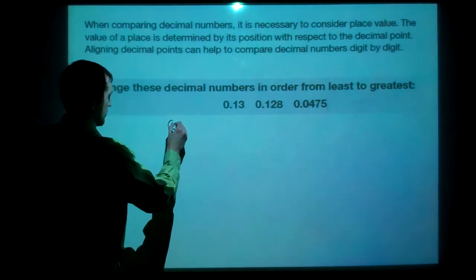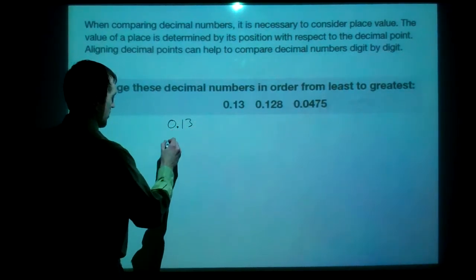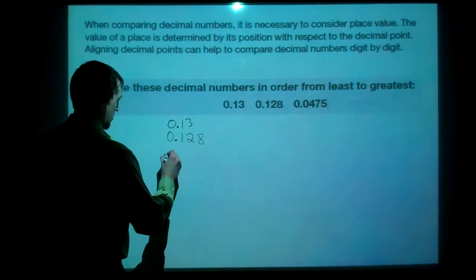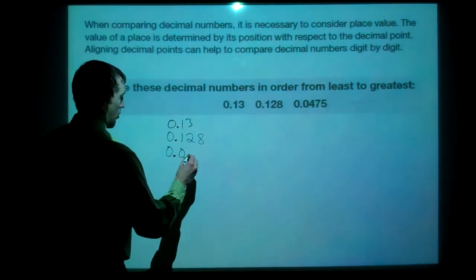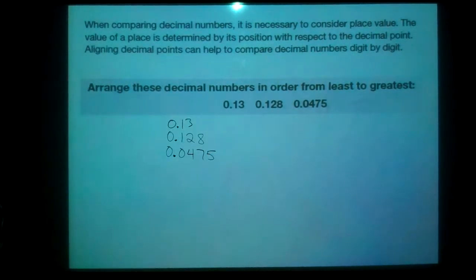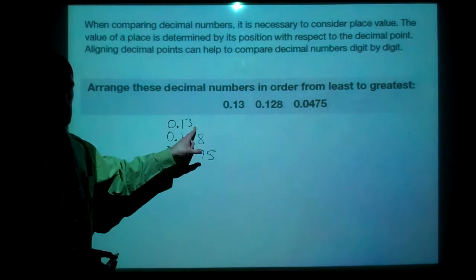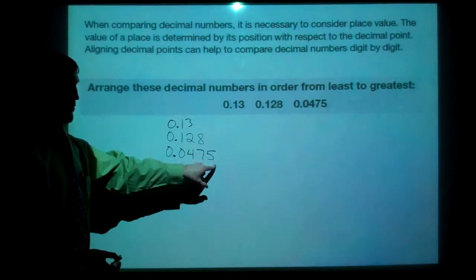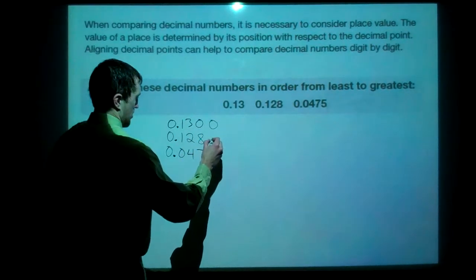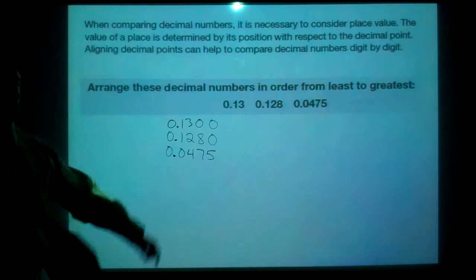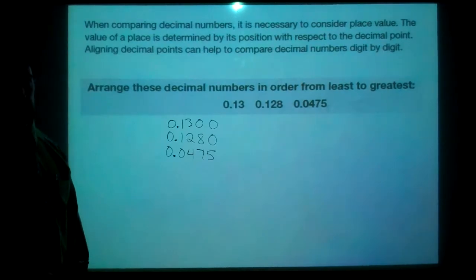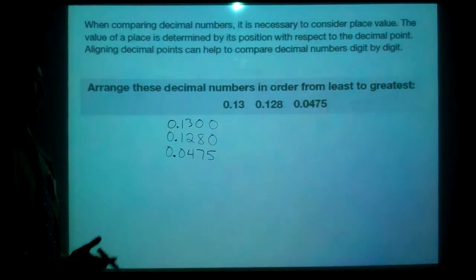So if we go 0.13, 0.128, 0.0475. Now, we don't have as many digits with this one as we do here or as we do here. But what we can do is add zeros here. That won't change our numbers. We can do that if it's after the decimal point. And that won't change what these numbers are. It's just a better way to compare.